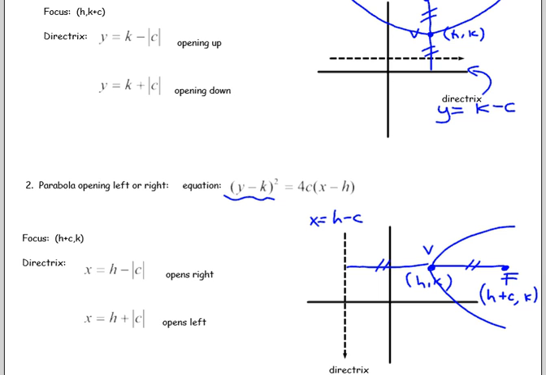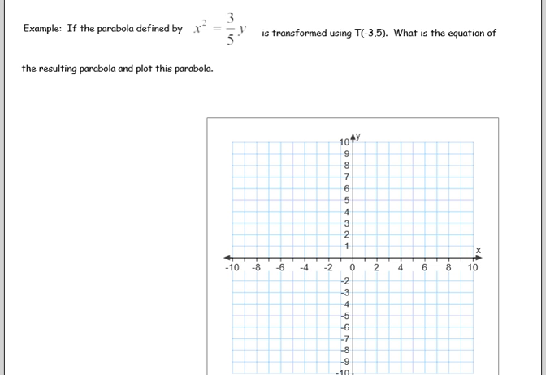So let's look at some examples now. If the parabola defined by this is transformed using this translation, so there's a translation of negative 3 and plus 5. Negative 3 and plus 5, that's your h and k, right? It's your translation. So it's moving horizontally by 3 to the left and up by 5. Usually it starts at 0, so you go to negative 3 and 5, and this is where your vertex is going to be.